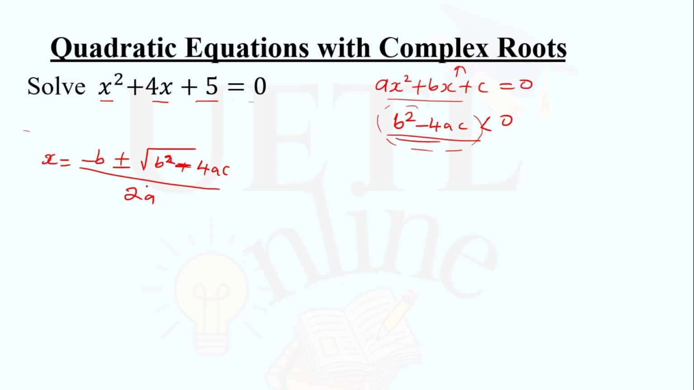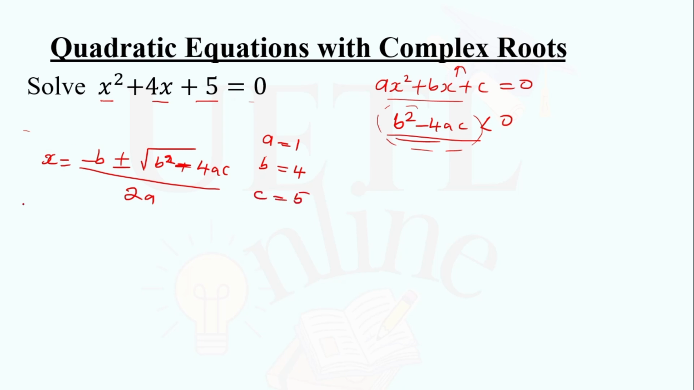Now we are just going to substitute. Here you can see that a is the coefficient of x squared, so a equals 1. Then b is the coefficient of x, so b equals 4. Then c is the constant, so c equals 5. Now our duty is just to substitute these in.